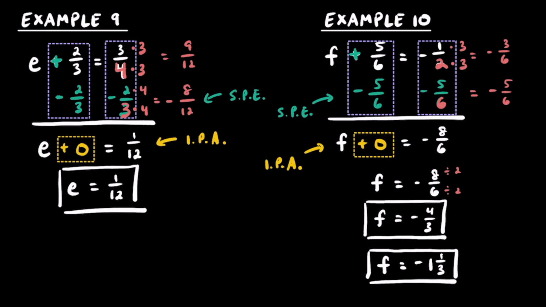And there you have 10 different examples on solving one-step equations that have addition by using the subtraction property of equality and the identity property of addition.